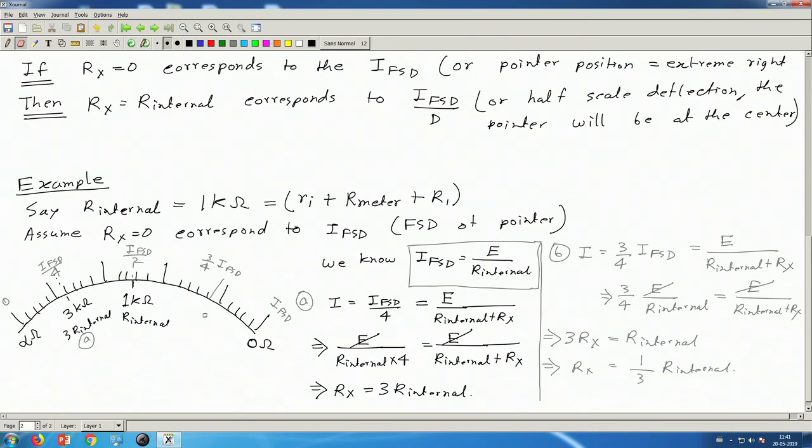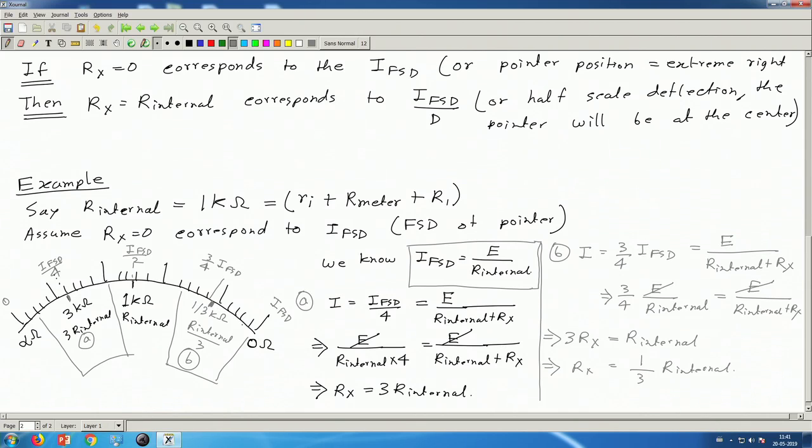So let us put the value. This is 1/3 kilo ohm, same as R internal by 3 in general. So this is position B, and this is position A. That is how you can mark all other positions on this scale.